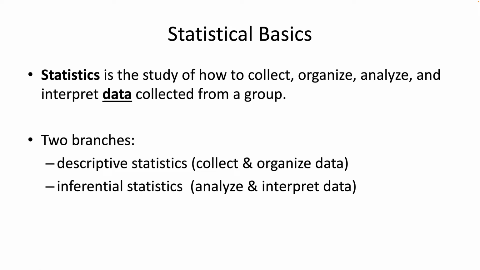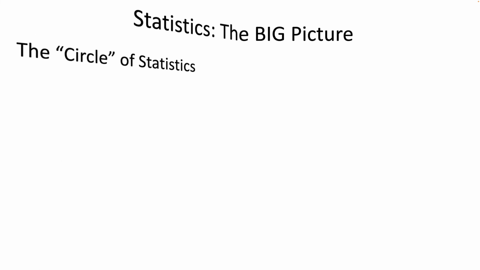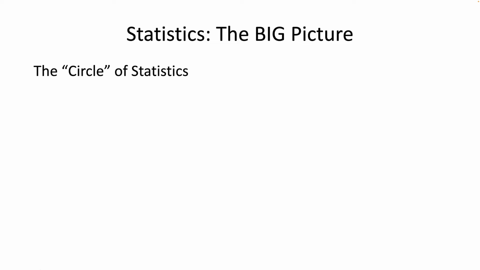Statistics is a study of how to collect, organize, analyze, and interpret data collected from a group. There are two main branches of statistics: descriptive statistics, which focuses on how to collect and organize data, and inferential statistics, which relies on how we analyze and interpret data. To understand the difference between these two branches, let's take a look at the circle of statistics.